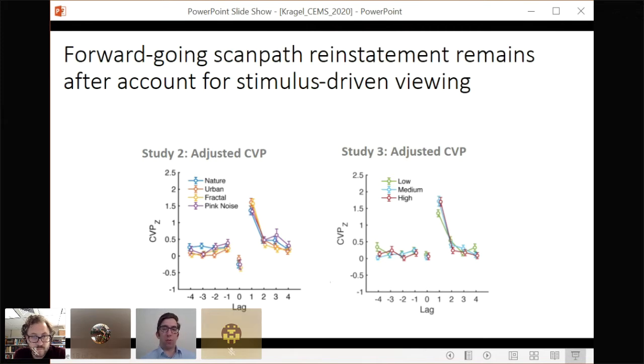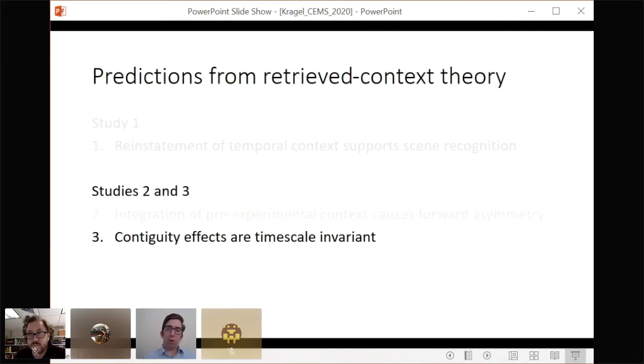So there's some contribution of memory that allows you to reinstate sequences of eye movements irrespective of what the content of the scenes are, primarily just showing a strong increase at +1 lags. So that really confirms that the scene content is going to influence how we view and remember or recognize these scenes. Finally, we wanted to test whether or not these contiguity effects are timescale invariant.